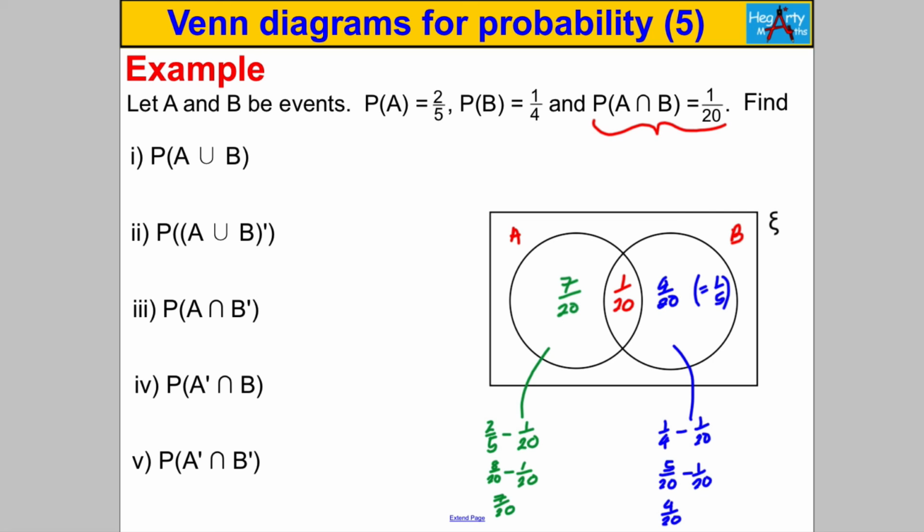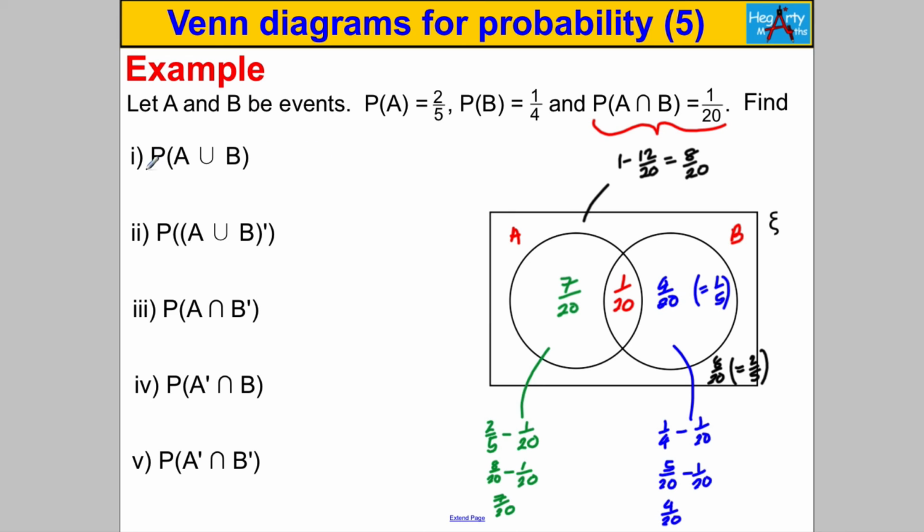The only other thing we should label is what goes outside here. Well, all these must add up to 1. So 7/20th, add 1/20th is 8/20th, add 4/20th is 12/20th. So this region must be 1 subtract 12/20th, which is going to be 8/20th, which simplifies. I'm going to write 8/20th, and I'm also going to write the simplified version as 2/5 there. Now we've got everything we need to answer any question in this case.